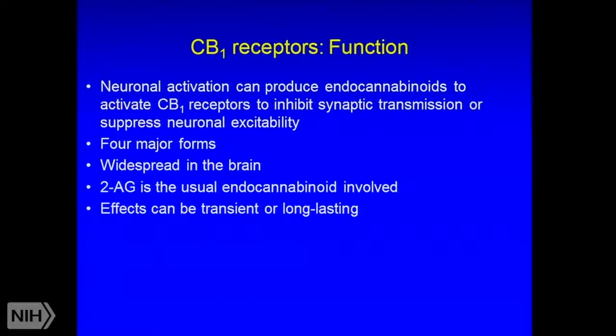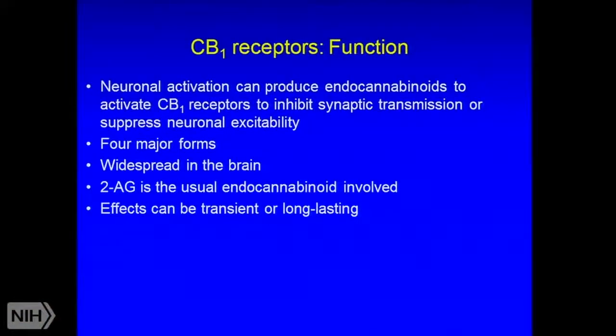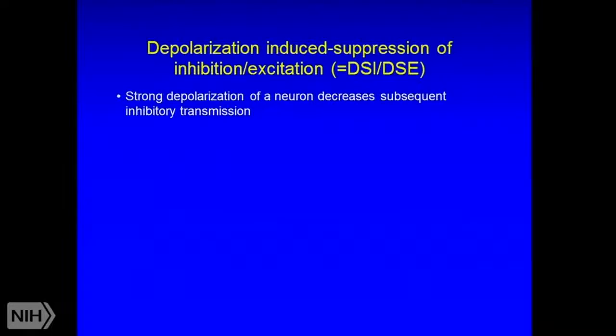So what is one of their endogenous functions? I've shown you, or Ben's shown you, that neuronal activation can produce endocannabinoids. These activate CB1 receptors to inhibit synaptic transmission or suppress neuronal excitability. There are 4 major forms. This is a type of synaptic plasticity that's really widespread throughout the brain. 2-AG is often, but not always, the endocannabinoid involved, and the effects can either be transient or long-lasting. I'll take a couple of minutes to run through some of those.